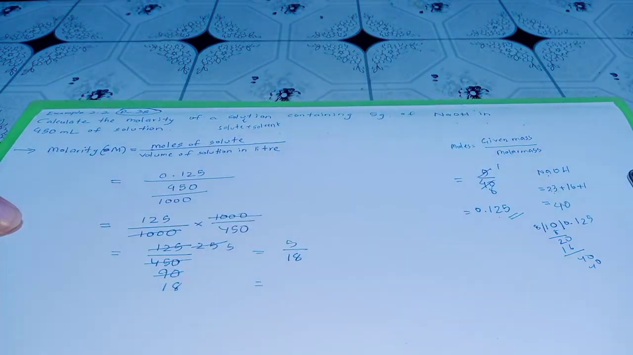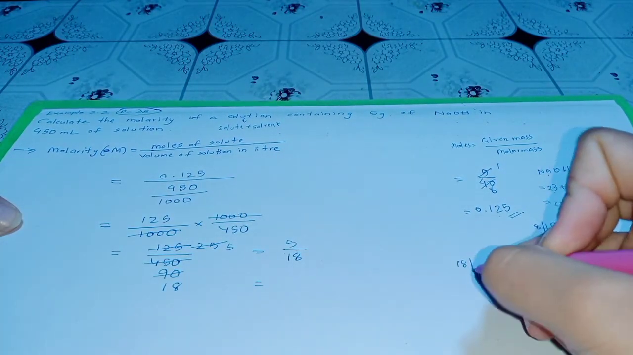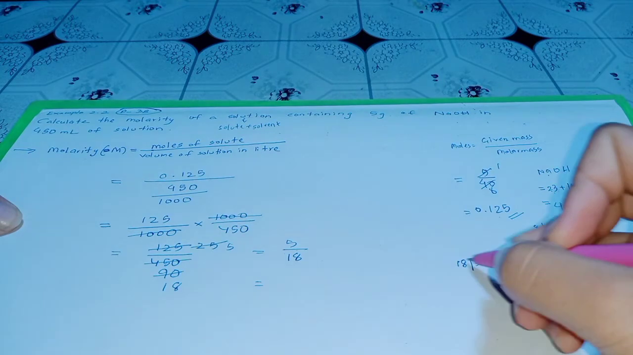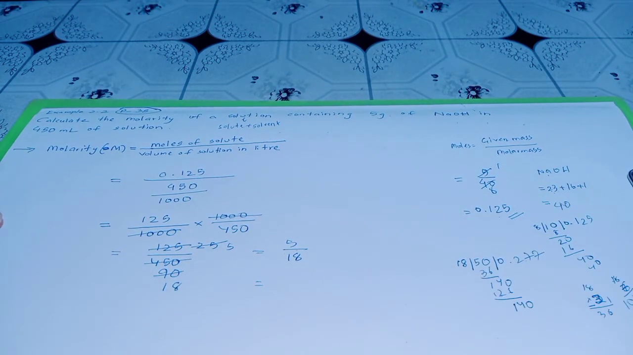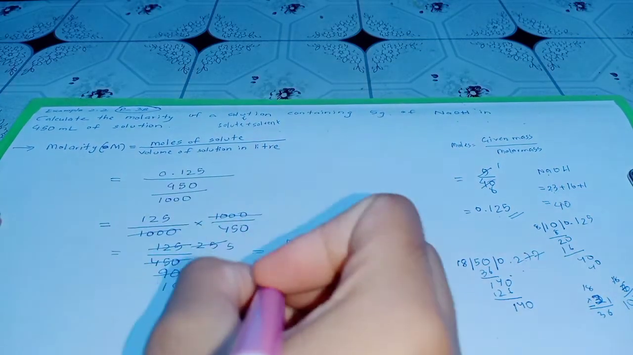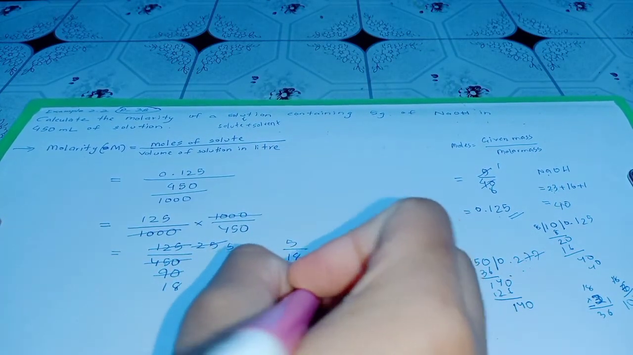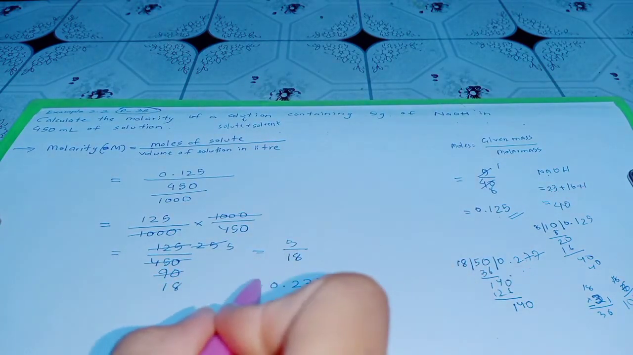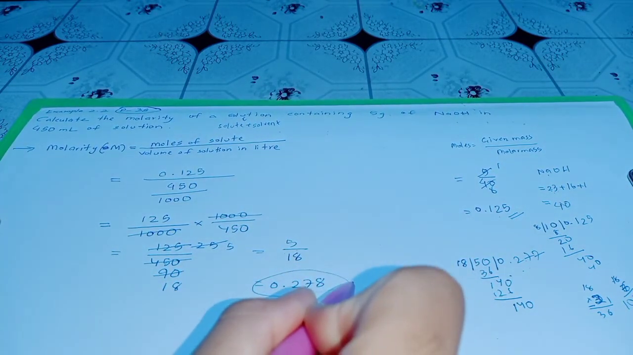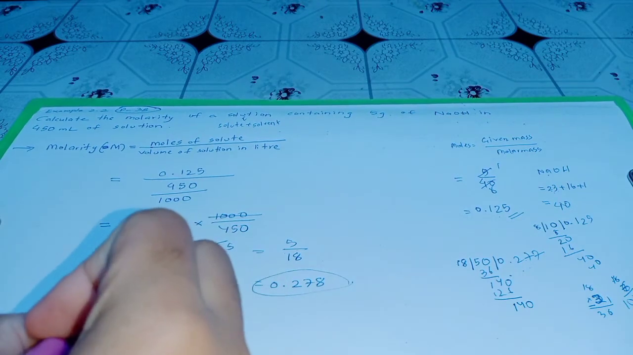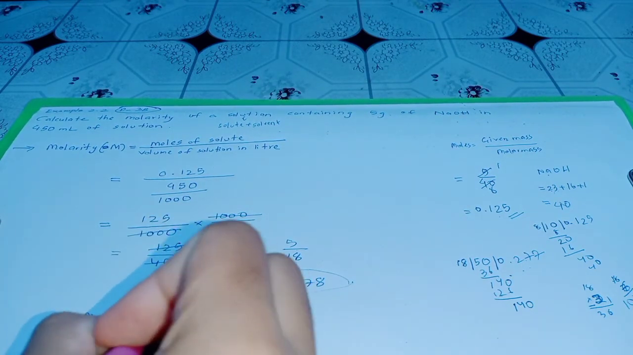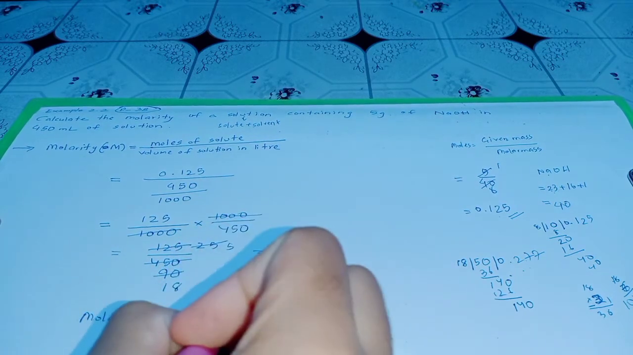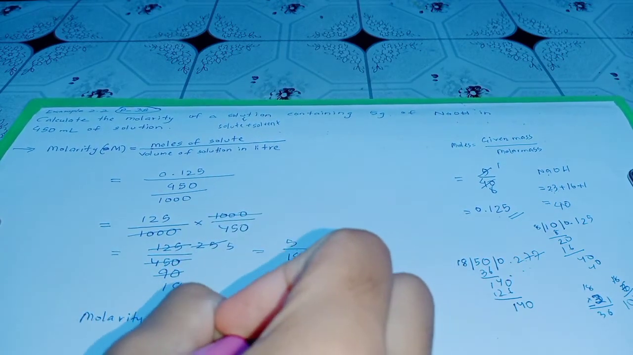And let's divide 5 by 18 now. If you divide it, then you will get 0.277, and you can also write it as 0.278. So the molarity is this one. Now the molarity of the solution will be M is 0.278 mole per liter, that is M.